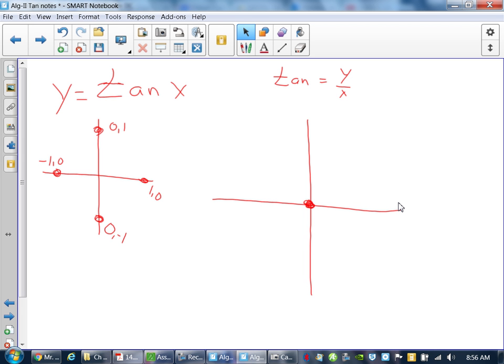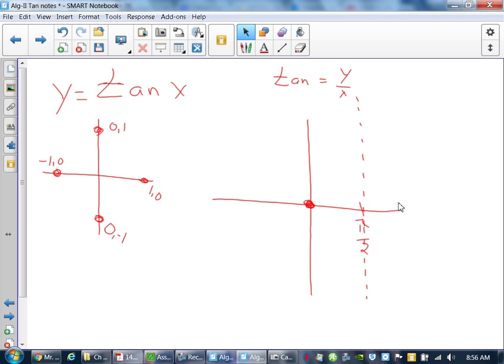Now, at pi over 2, tangent is undefined. You can say 1 over 0 at pi over 2. So at pi over 2, tangent is undefined, so you get an asymptote. Now, if I continue on to the right, my next value would be at pi, and then I'd be back at 0, and then my next one would be at 3 pi over 2. Well, when I graph tangent, I'm graphing tangent between pi over 2 and negative pi over 2.